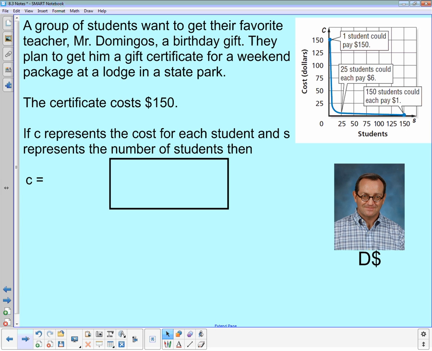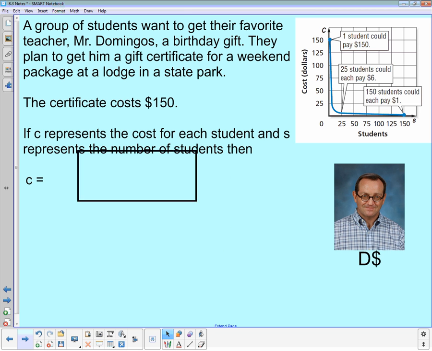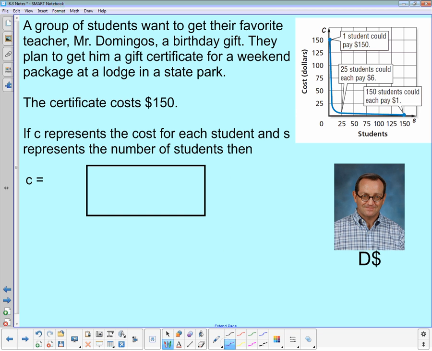It says a group of students want to get their favorite teacher, Mr. Domingos, a birthday gift. They plan to get him a gift certificate for a weekend package to a lodge in a state park. Their gift certificate costs $150. If C represents the cost for each student and S represents the number of students, then the cost is $150 divided by the number of students paying.